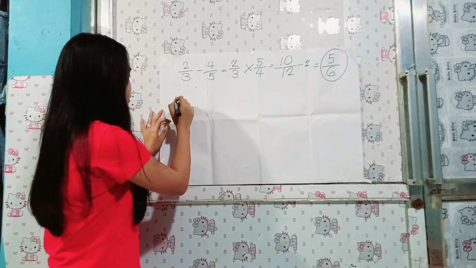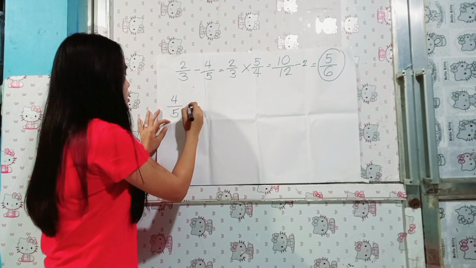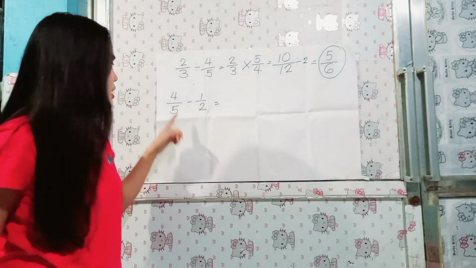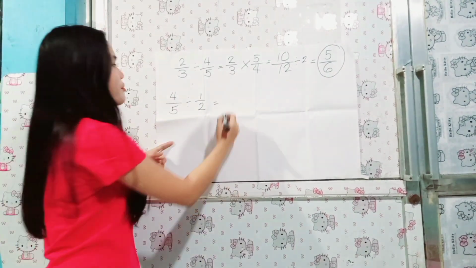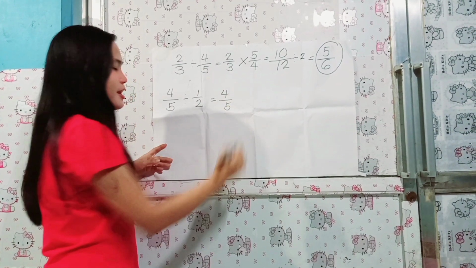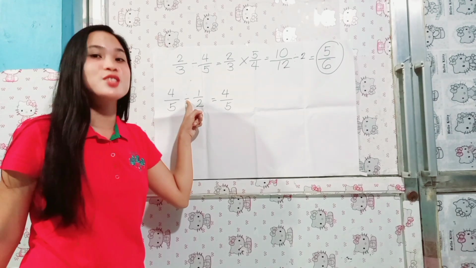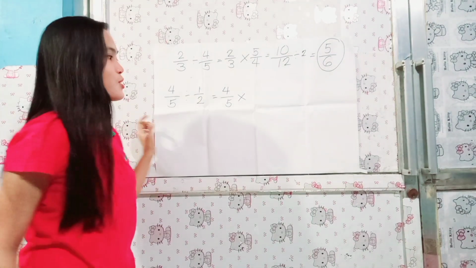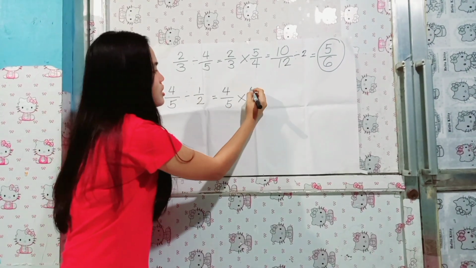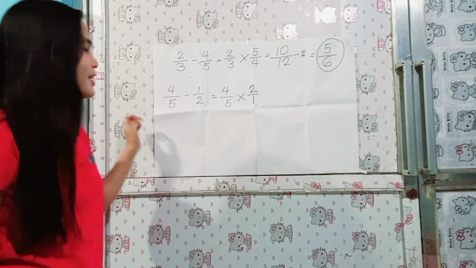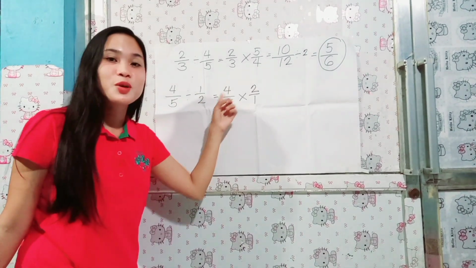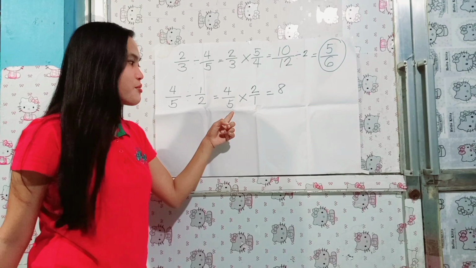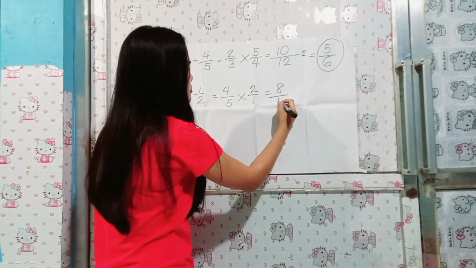We have here 4/5 divided by 1/2. Let's start. Copy first the dividend, 4/5. And then change the division sign into multiplication. So times, like that. And then the reciprocal of the divisor. For 1/2, we interchange, and it becomes 2 over 1. Let's proceed to multiplication. 4 times 2 is 8. 5 times 1 is 5.